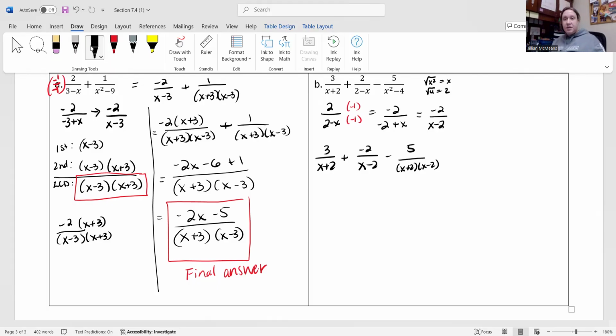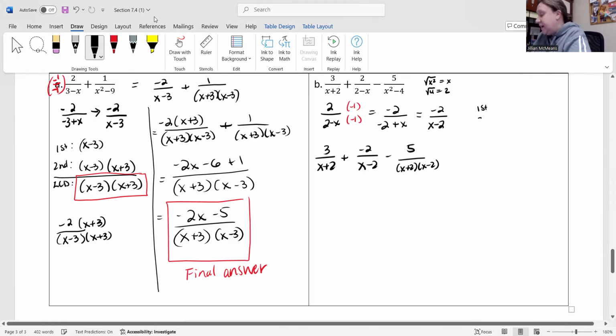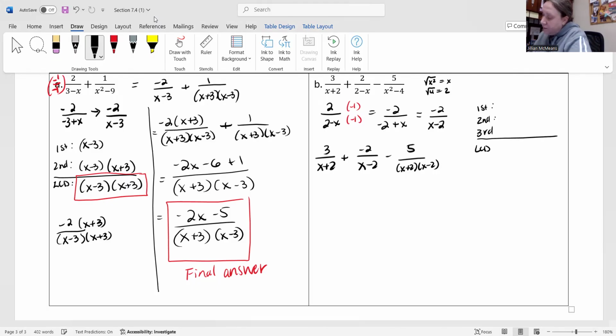And if you need to do the LCD, you can. This one, I think the LCD is kind of obvious, but let's go ahead and do an LCD table. So we need a row for the first, the second, and the third denominators, and then a row for the LCD. So the first denominator is just x plus 2. Second denominator is x minus 2, so I need a new column. Third denominator has an x plus 2, which can overlap, and an x minus 2, which can overlap. I bring down the representative from each column, and that tells me that the LCD is x plus 2, x minus 2. And that's just going to be the LCD right there.